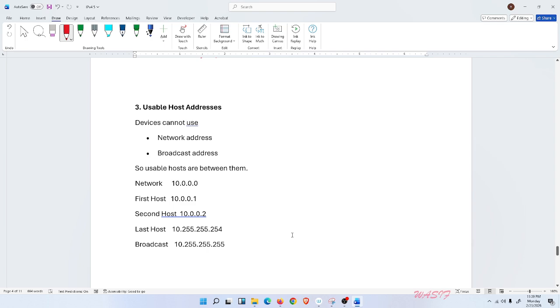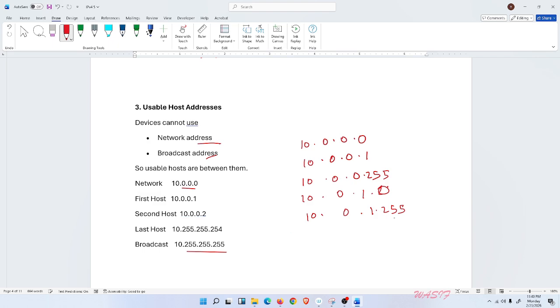Now again, if you look at here very carefully, the network address has all host bits zeros, the broadcast address has all host bits ones. Now look at here very carefully, 10.0.0.0. What will be the next number? 10.0.0.1. In the same way, you will go to 10.0.0.255. Then you will find 10.0.1.0, then 10.0.1.255. Then it will keep on increasing: 10.0.2.0, 2.1, 2.2, 2.3, up to 2.255.